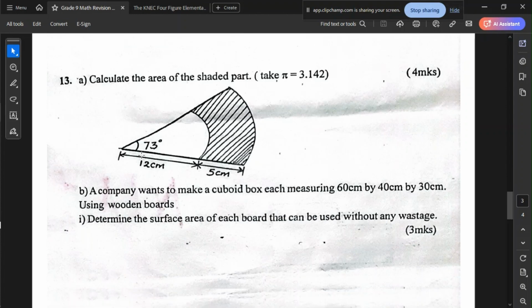So let us go to number 13. And number 13 here, we have a shape here. So they want us to get the area of the shaded part. Area of the shaded part.